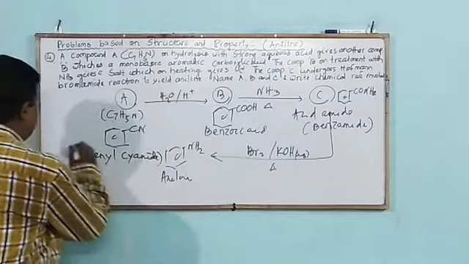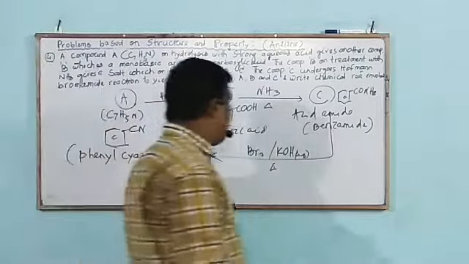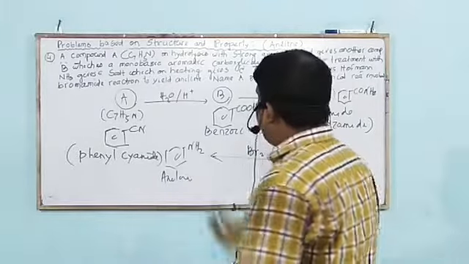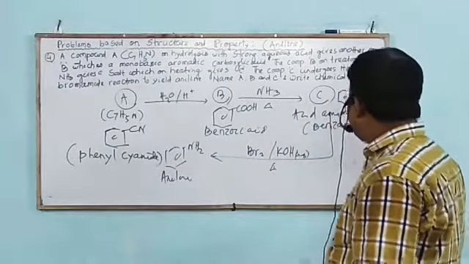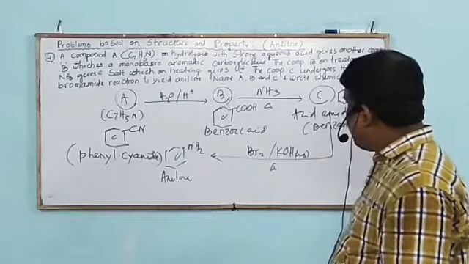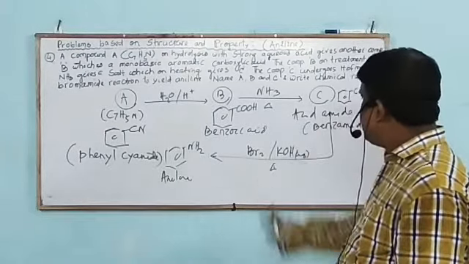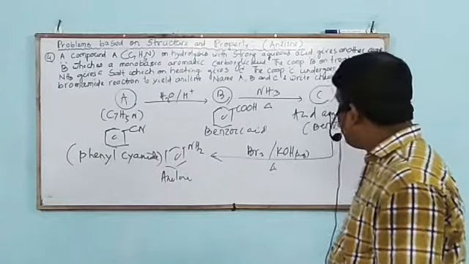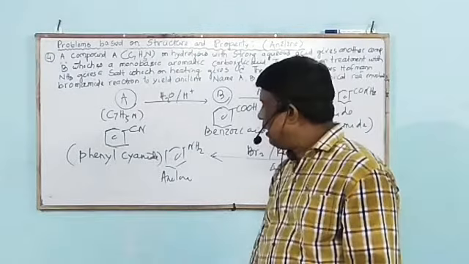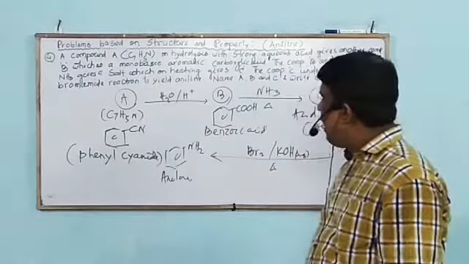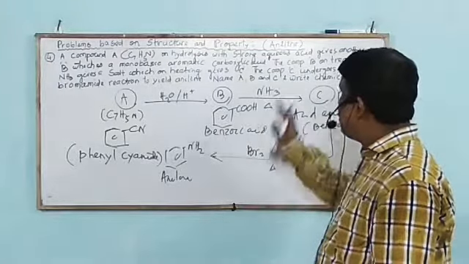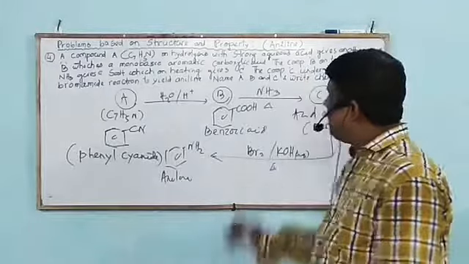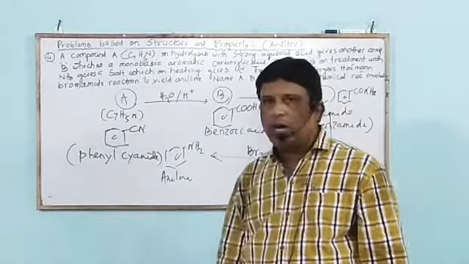So from this it is clear that in the sequence of reactions, A is phenyl cyanide, B is benzoic acid, C is benzamide, which when heated with bromine in presence of aqueous alkali forms aniline. So it is a little idea about the problem based on the structure and property for the chapter aromatic amine, that is aniline. It is all about this chapter.